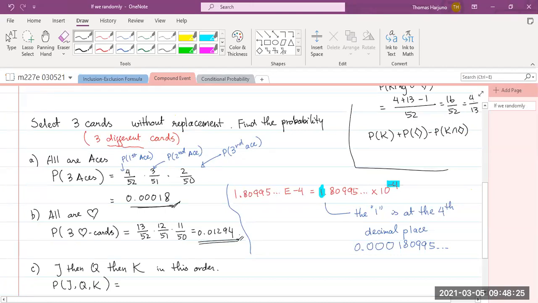So it's actually quite unlikely, but the probability of getting 3 aces is a lot lower. How about the probability of getting Jack first, and then Queen, and then King?